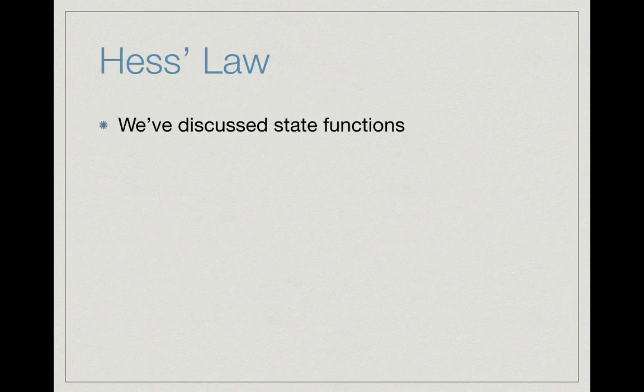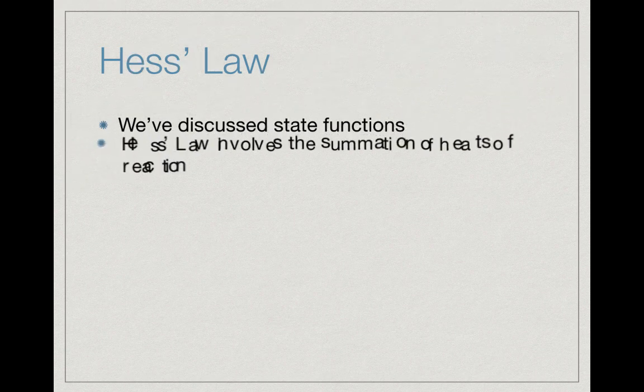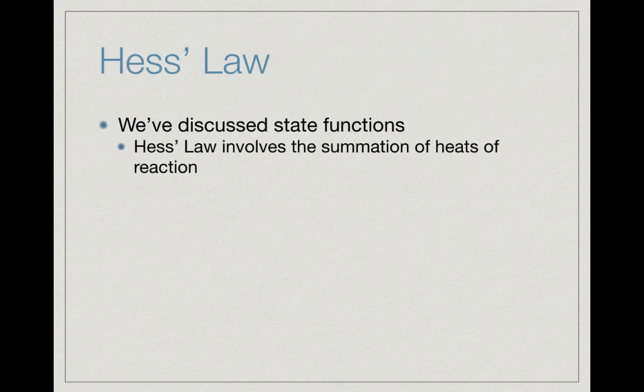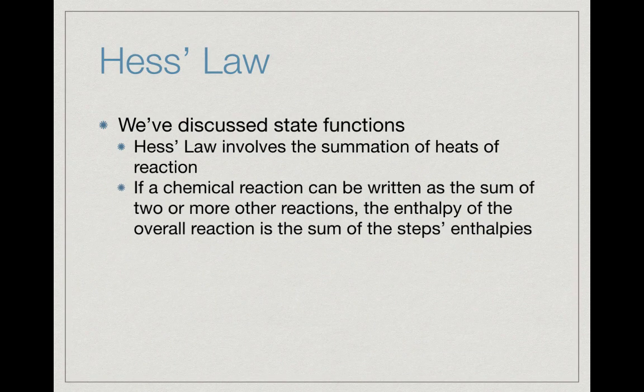So we've talked about state functions before, where we've said it doesn't matter the path that a reaction takes as long as we go from reactants to products. Well, Hess's law involves the summation of heats of reaction for reactions added together to get a third reaction. So if a chemical reaction can be written as the sum of two or more other reactions, then the enthalpy of that overall reaction is the sum of all the steps' enthalpies.